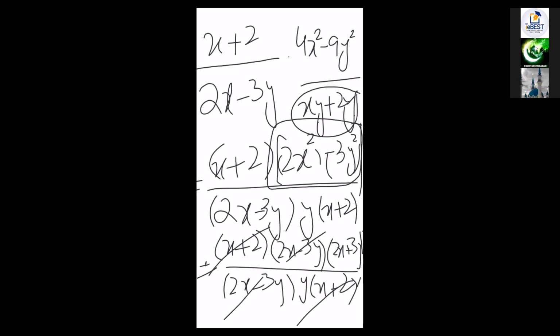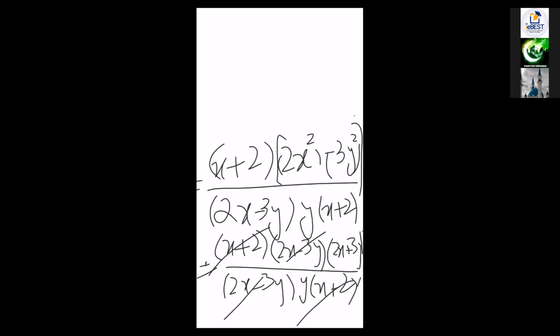Okay. Have you copied all of this? Yeah, I'm just copying down the last one. Okay. So now the answer is 2x plus 3y divided by y. That's your answer.